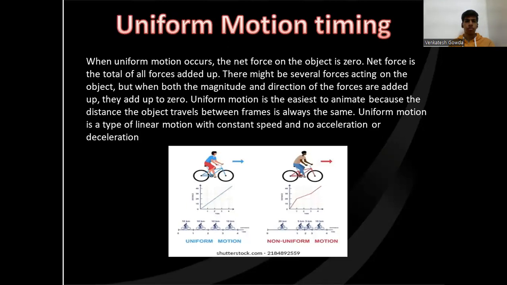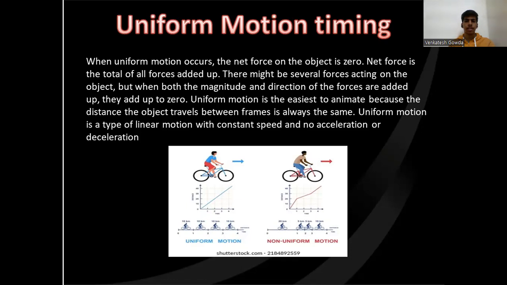We shall discuss uniform motion timing in animation. When uniform motion occurs, the net force on the object is zero. Net force is the total of all forces added up. There might be several forces acting on the object, but when both the magnitude and direction of the forces are added up, they add up to zero.